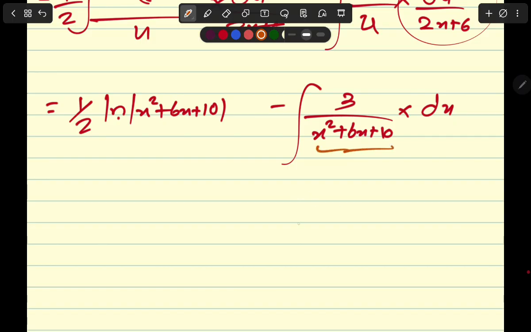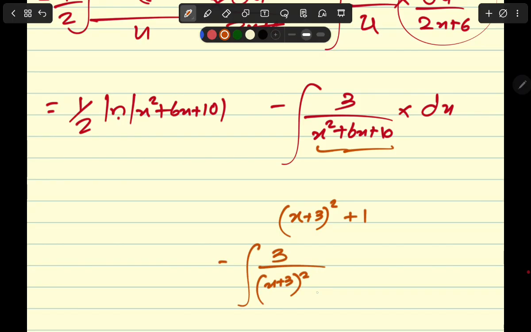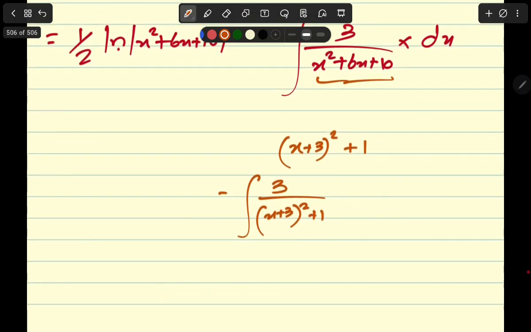This becomes (x + 3)² − 9 + 10, which is nothing but + 1. So now I can make another substitution. So this is 3 upon (x + 3)² + 1. Now I will make the substitution. Let's just say u, because we have already dealt with u here and it's no more present there, so I can again introduce this. So u is x + 3.